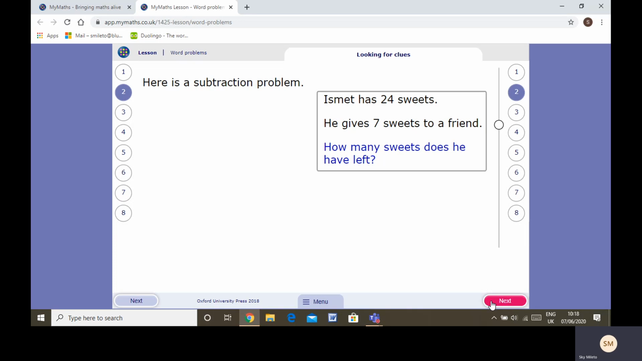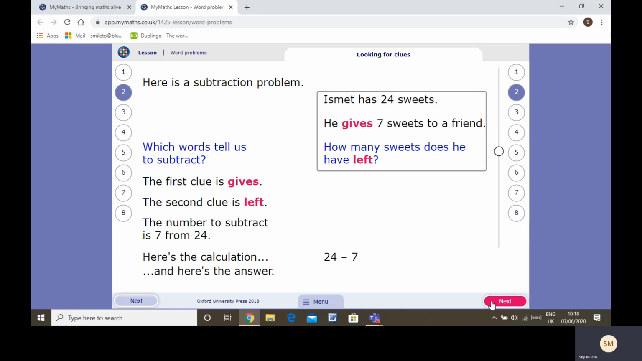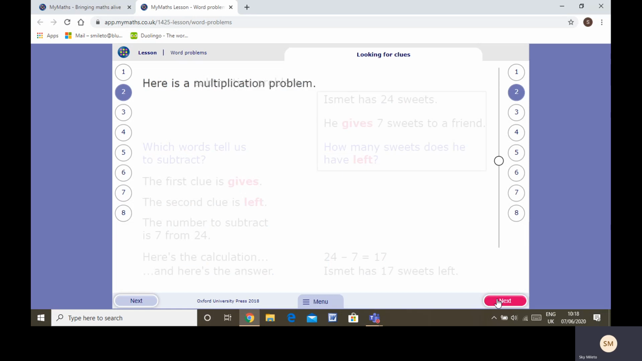Here's the subtraction. Ismet has 24 sweets. He gives 7 sweets to a friend. How many sweets does he have left? Okay, the key words are gives, because that means he is giving them away. He is losing them. And left, because you need to know how many are left for him. So we must subtract 7 from 24, and therefore Ismet has 17 sweets left.